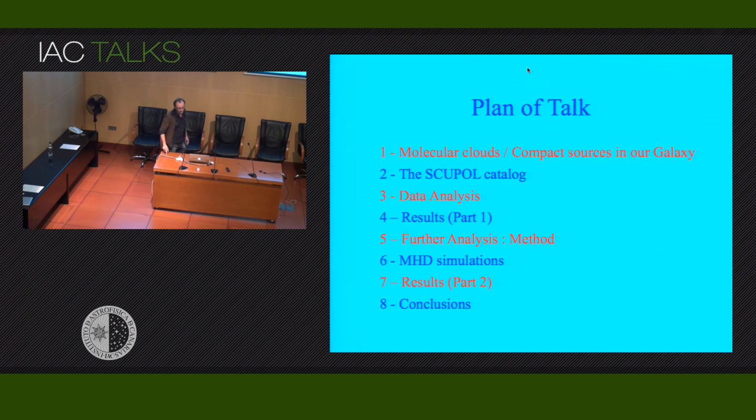I will give you a short introduction because the topic will be about molecular clouds and star formation regions. So I will give you the context about what is the main issue that we have to understand star formation nowadays, and how polarimetry can be a very useful tool to constrain magnetic field and turbulence in these regions. So I will give an overview of the catalog, a statistical analysis in the first part, and then in the second part, comparison with MHD simulations that we've performed with my colleagues.